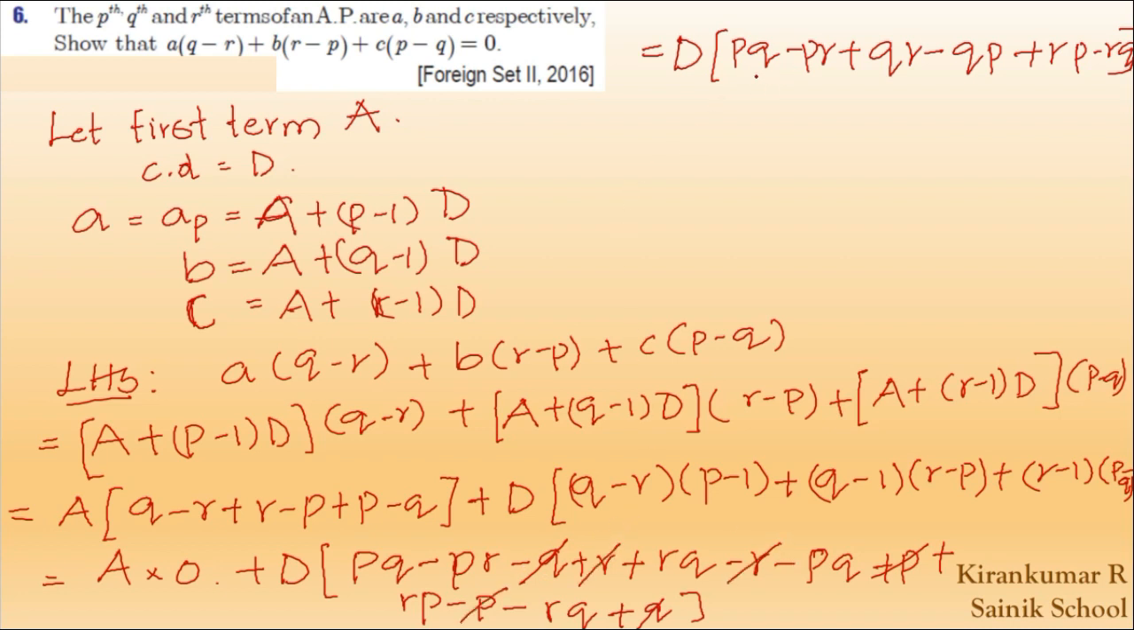So look at this, PQ minus PQ, they also get cancelled. RP minus RP, they get cancelled. QR minus QR get cancelled. We get D times 0. We get it as 0, which is the right hand side.